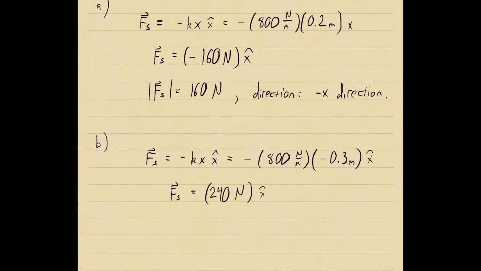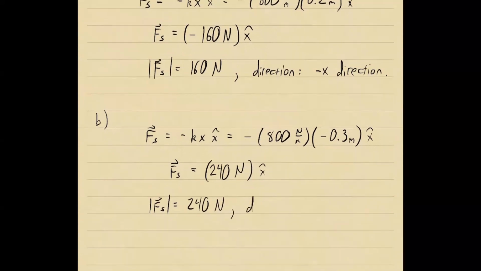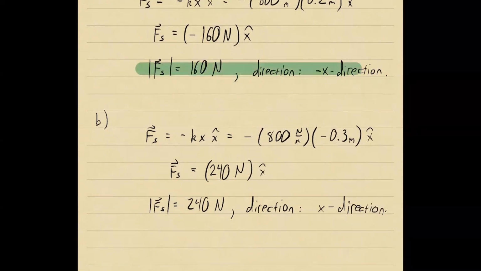Right? So then the magnitude of this spring force is just 240 newtons. And its direction is just in the positive x direction, so it's pointing to the right. So this is the answer for part A, and this is the answer for part B. Right, now let's look at example 2.